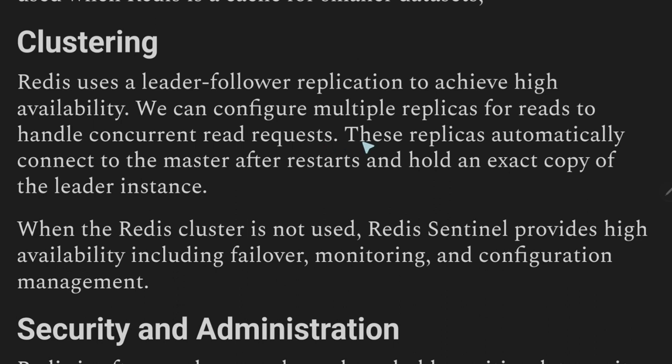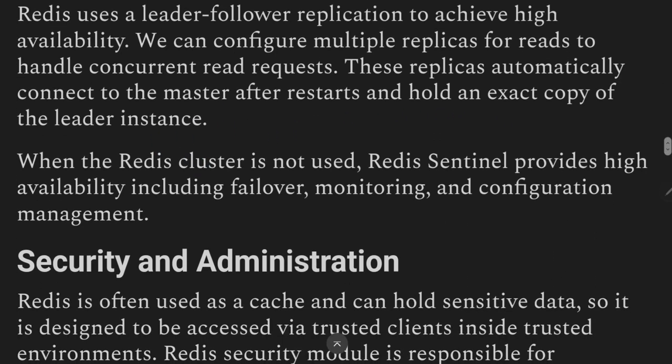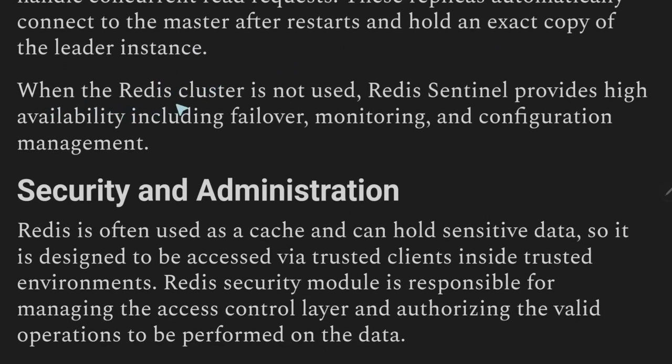If you have many more reads, then you write to one node and all the others are reading, with eventual consistency. That means originally they are not consistent. They do not necessarily have the latest data. These replicas automatically connect to the master after restarts and hold an exact copy of the leader instance. When the Redis cluster is not used, Redis Sentinel provides high availability, including failure monitoring and configuration management.